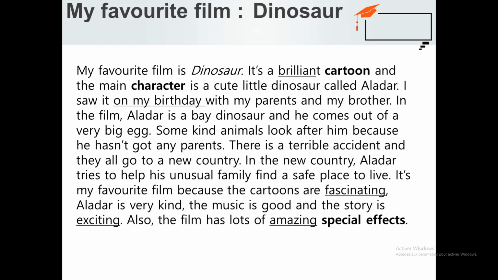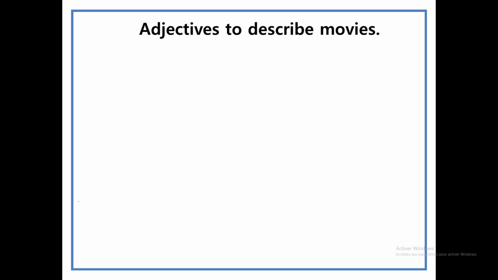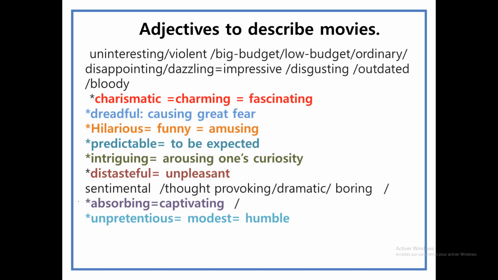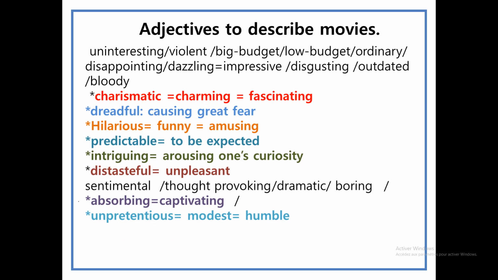If you see here, I have underlined some of the adjectives. So: brilliant cartoon, amazing special effects, fascinating character, exciting story. Then it's also mentioning the name here in italics, the title of the film, then the type, which is a cartoon. We talked about the main character, and gave some adjectives about it. Adjectives to describe movies are endless, but here I gave you a very nice bunch of words that you need to note down in your copybooks, to use as many as possible, to learn them, and then you may find them in other tasks, in reading comprehension, listening, or any other.